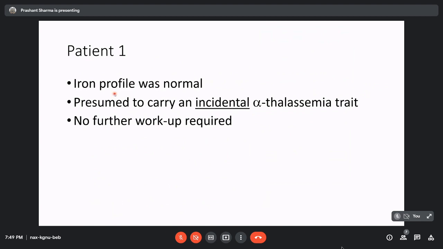So in this patient, the iron profile was normal. She was presumed to carry an incidental alpha thalassemia trait. Why incidental? Because most likely this is an alpha plus thalassemia. The baby is not at risk and no further workup was required. The patient, however, happened to be a nurse, and she insisted, why don't you confirm alpha thalassemia?